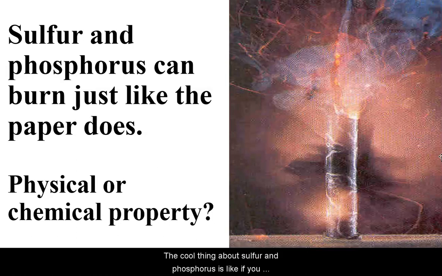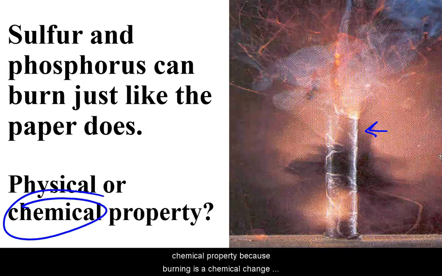The cool thing about sulfur and phosphorus is that if you expose a pure element to the air, it will immediately combust. So this isn't like we lit it on fire with a lighter. This is phosphorus in the air. And this is going to be a chemical property because burning is a chemical change, as it turns sulfur into sulfur dioxide and phosphorus into phosphorus pentoxide.